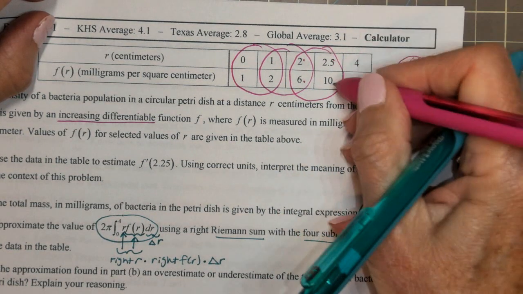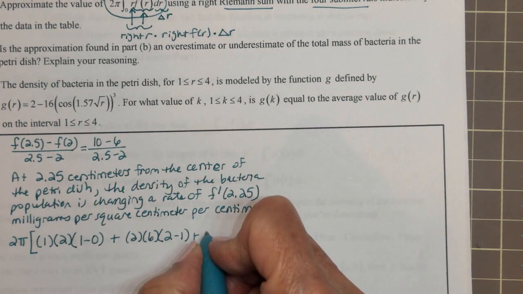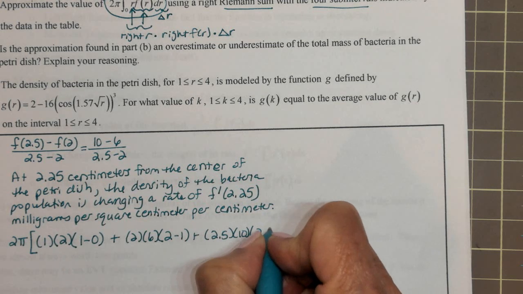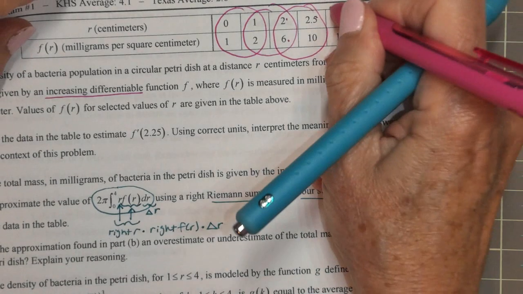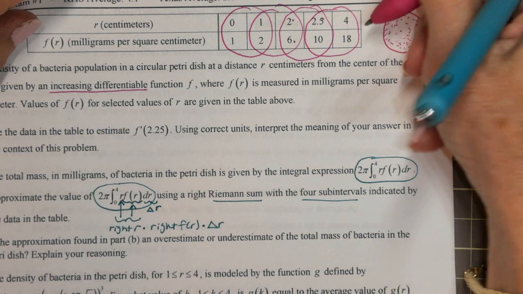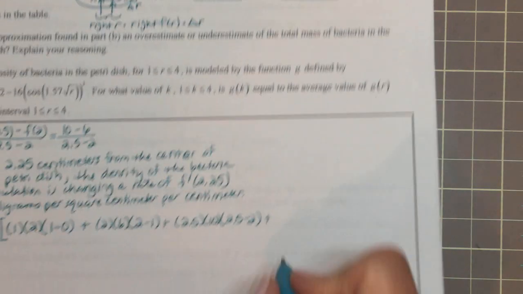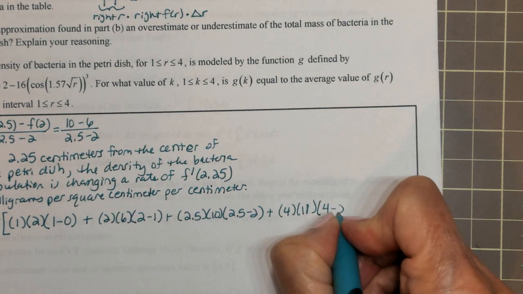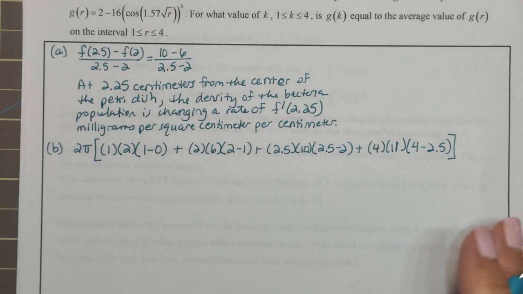Write r, write f of r times change in r. 2.5 times 10 times 2.5 minus 2, change in r. One last one, last pair. Write r, write f of r times change in r. So 4 times 18 times 4 minus 2.5. Tough little problem.